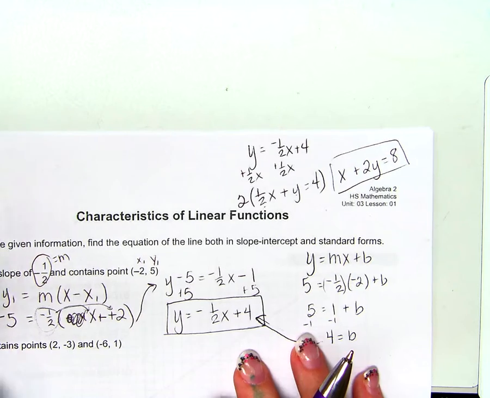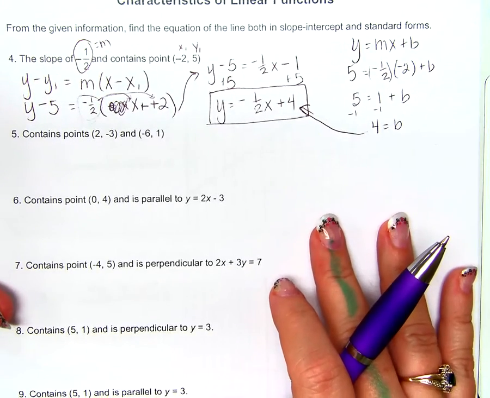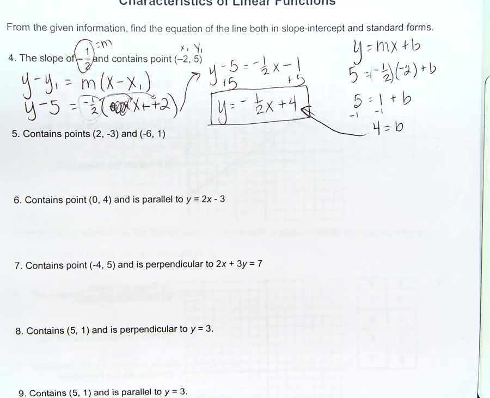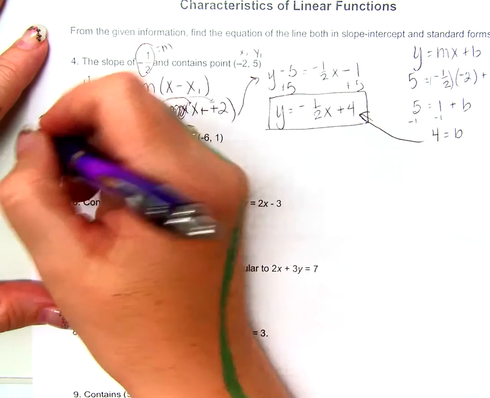Okay? All right, so let's look at number 5. Number 5 says it contains 2 points, (2, -3) and (-6, 1). What do you think about that? How are we going to start? Well, we can find the slope. We could find the slope, couldn't we?